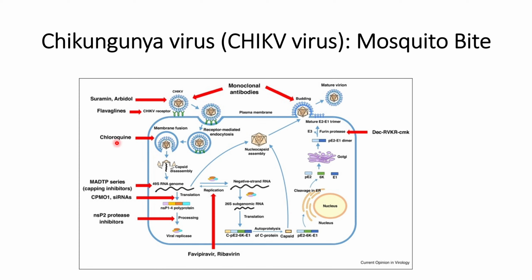Another thing that can be done is the use of chloroquine within the cells, which will prevent membrane fusion or dissolution of the membrane, so that these viral particles, or capsid along with the viral genetic material, will not be exposed to the cytosol. And this 49S RNA can be inhibited by a capping inhibitor, so that this translation will not happen. Silencing RNA can also be used to prevent the translation of this non-structural protein.